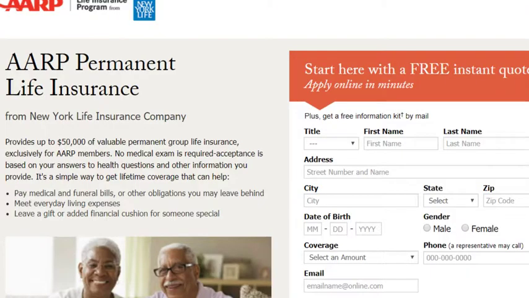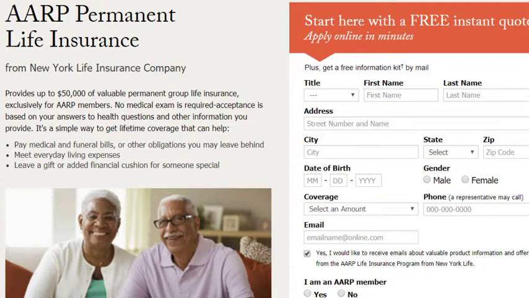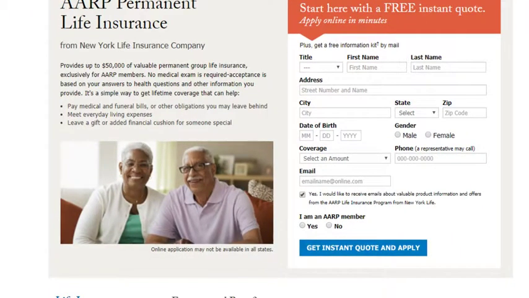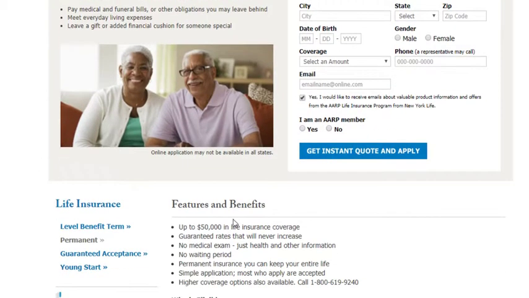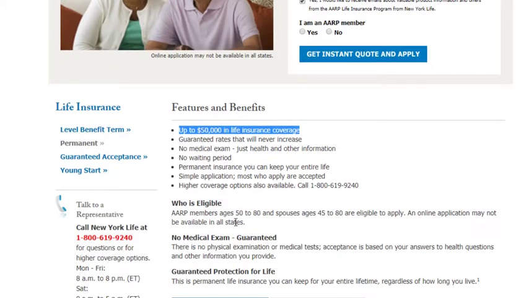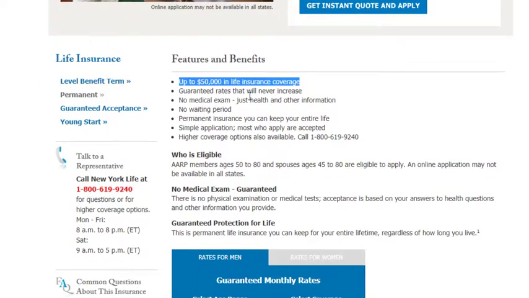So what I'm going to do next is take you now to the AARP permanent product and demonstrate the difference after I get my screen situated. AARP's permanent life product is a little bit different. It's designed to give you permanent protection as opposed to temporary protection. What that simply means is that it doesn't cancel at 80. You can get up to $50,000 in coverage with AARP's permanent plan. The rates never go up.